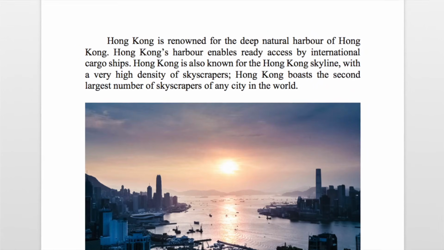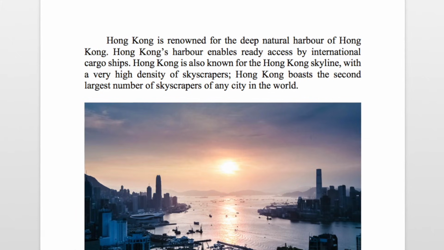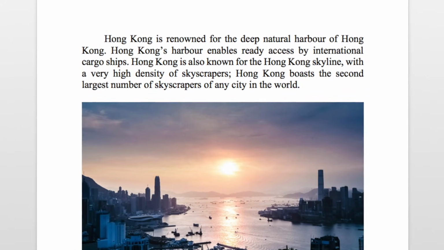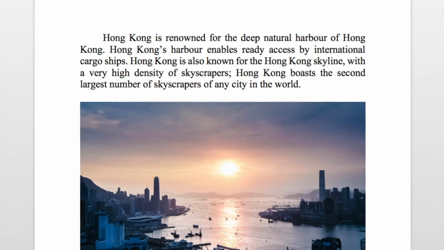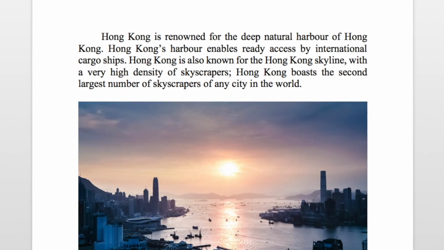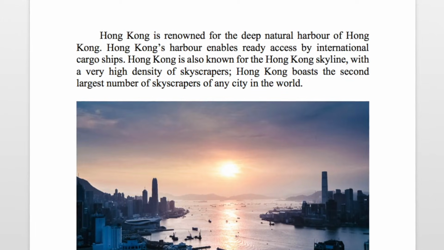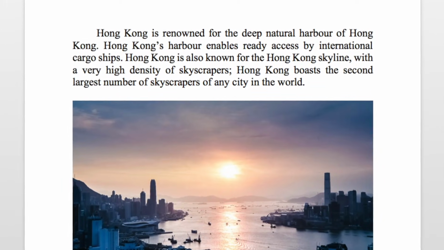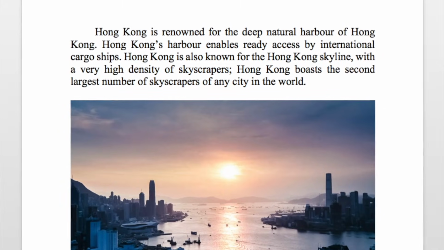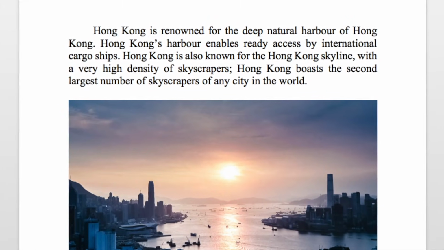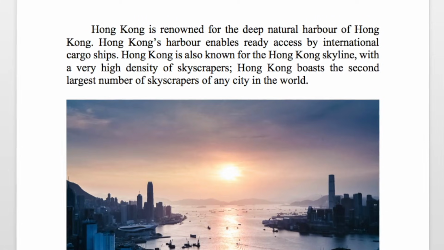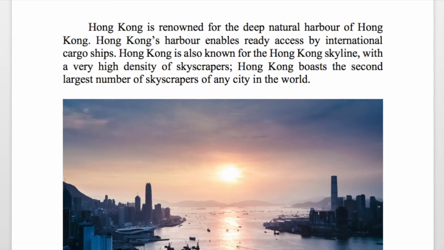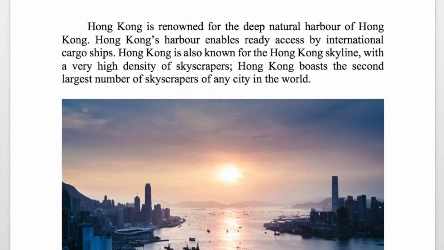Consider this paragraph. Hong Kong is renowned for the deep natural harbor of Hong Kong. Hong Kong's harbor enables ready access by international cargo ships. Hong Kong is also known for the Hong Kong skyline, with a very high density of skyscrapers. Hong Kong boasts the second largest number of skyscrapers of any city in the world. You might notice that the key words like Hong Kong, harbor, and skyscrapers are repeated a little too much, thus making the paragraph longer and harder to understand.